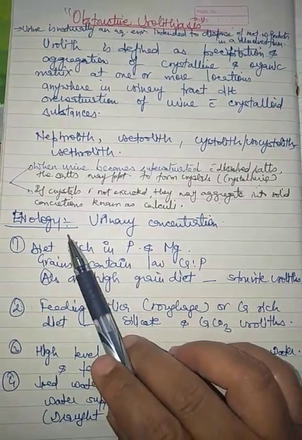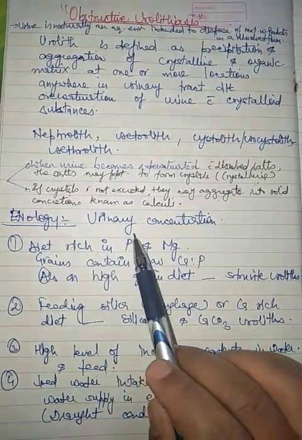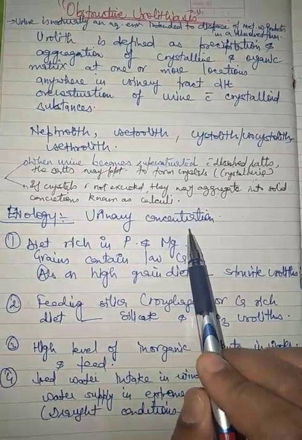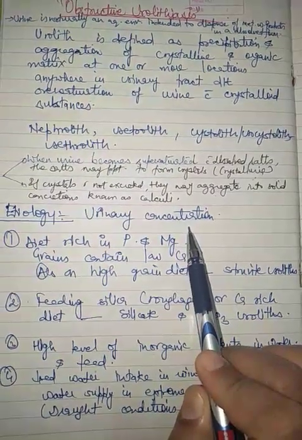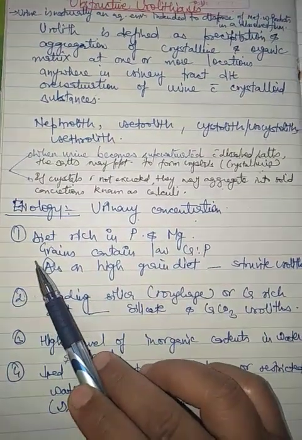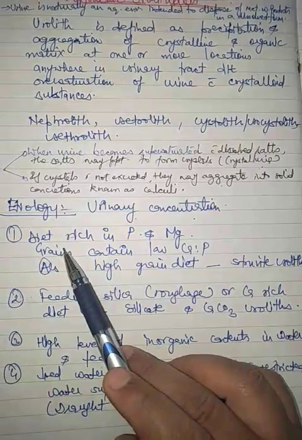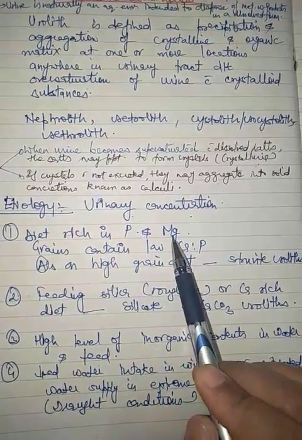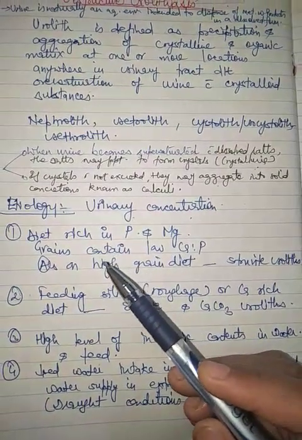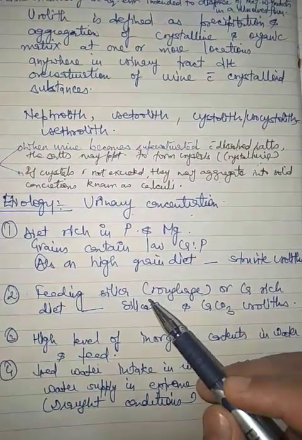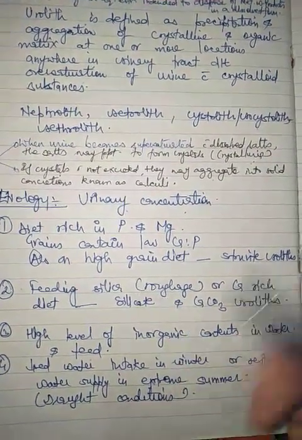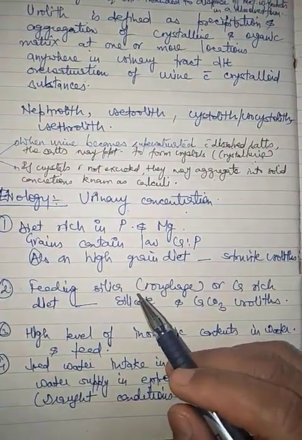Here we can see the etiology of urolith formation. It's the urinary concentration, meaning the concentration of these solids is increased in the urine. It may be due to a diet rich in phosphorus and magnesium. We will see that the stones are of different types. The chemical composition of each and every stone is different, so the etiology varies from case to case.